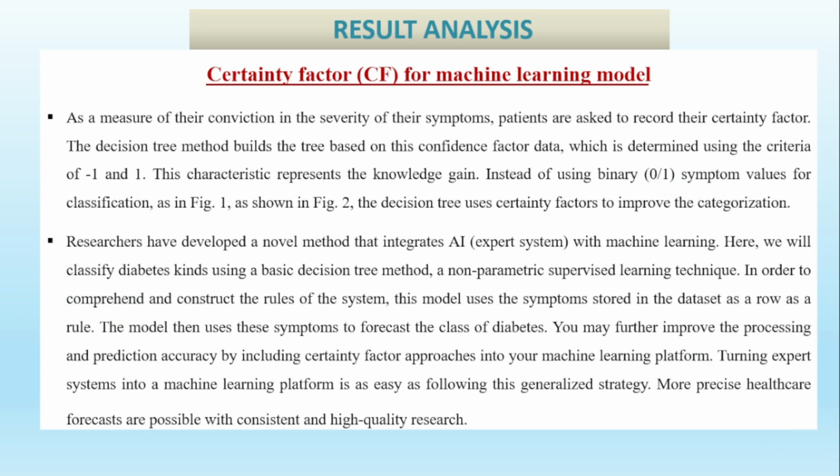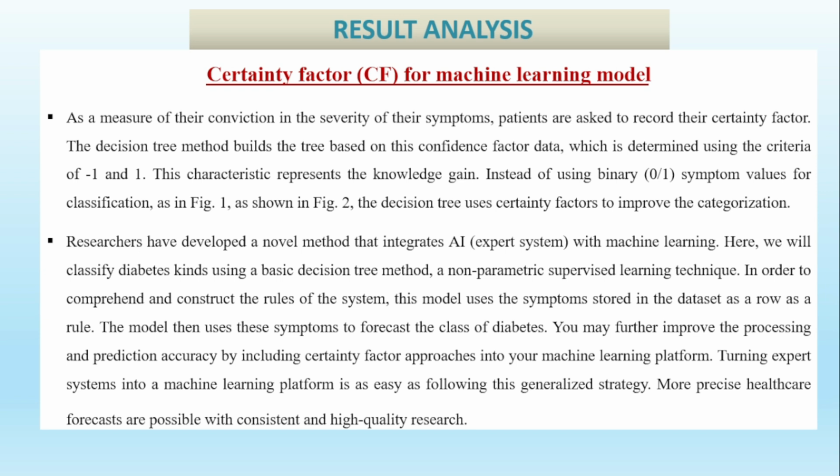It is a measure of their conviction: the severity of their symptoms. Patients are asked to record their certainty factor. The decision tree method builds the tree based on this confidence factor data, which is determined using the criteria of -1 to 1. The CF factor varies from -1 to 1. These characteristics represent the knowledge gain instead of using binary 0 or 1.